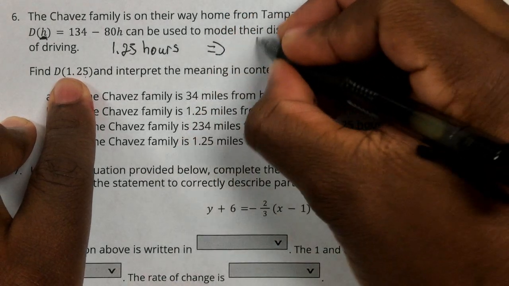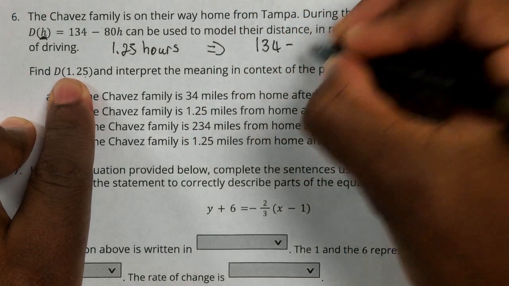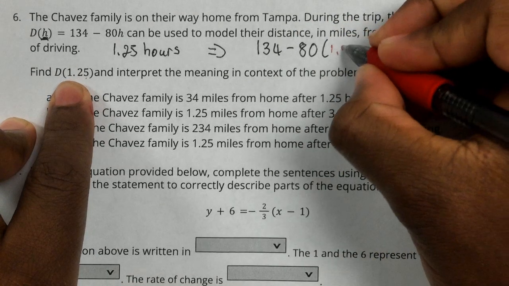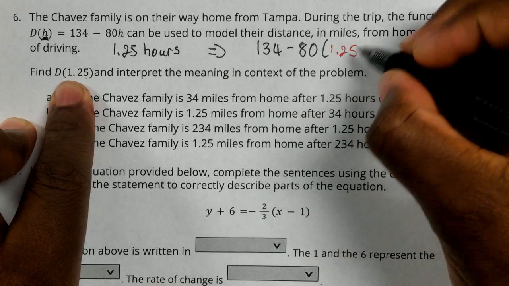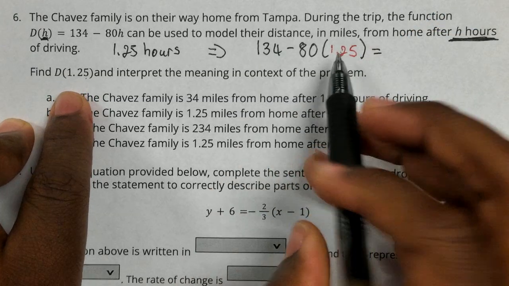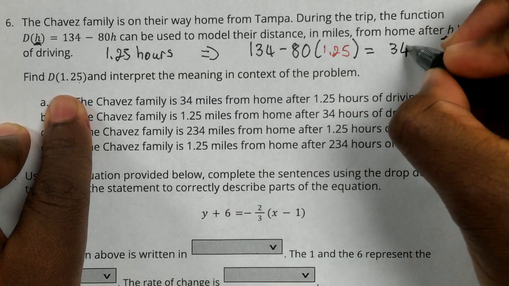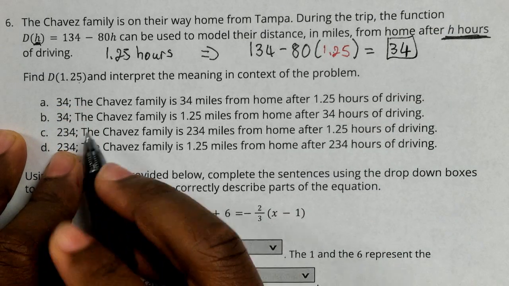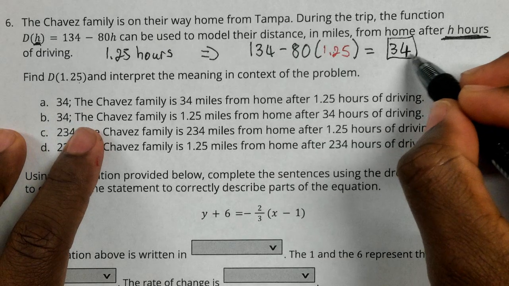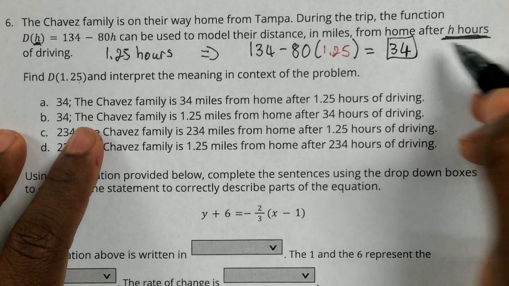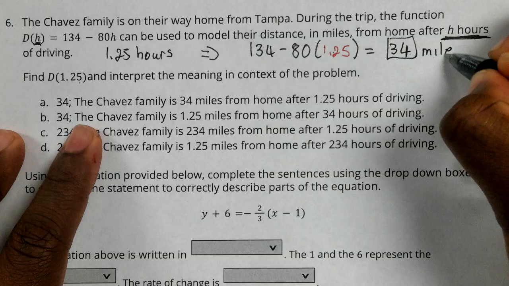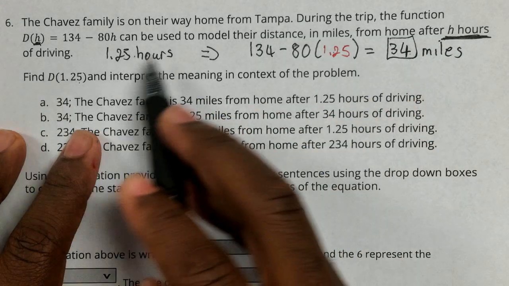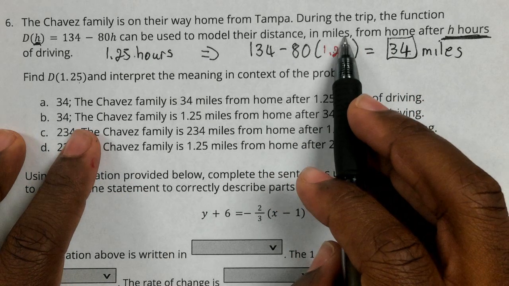So all I'm going to do is replace the H in the equation with 1.25. So I would have 134 minus 80, parentheses, I replace the H with 1.25, and I just put that in my calculator. When you put that in your calculator, you will get 34. All right, put it in your calculator and you will see. Okay, so in this case, this 34 represents the amount of miles that would be remaining. So again, the H is used to calculate the result, and the result will be the amount of miles.